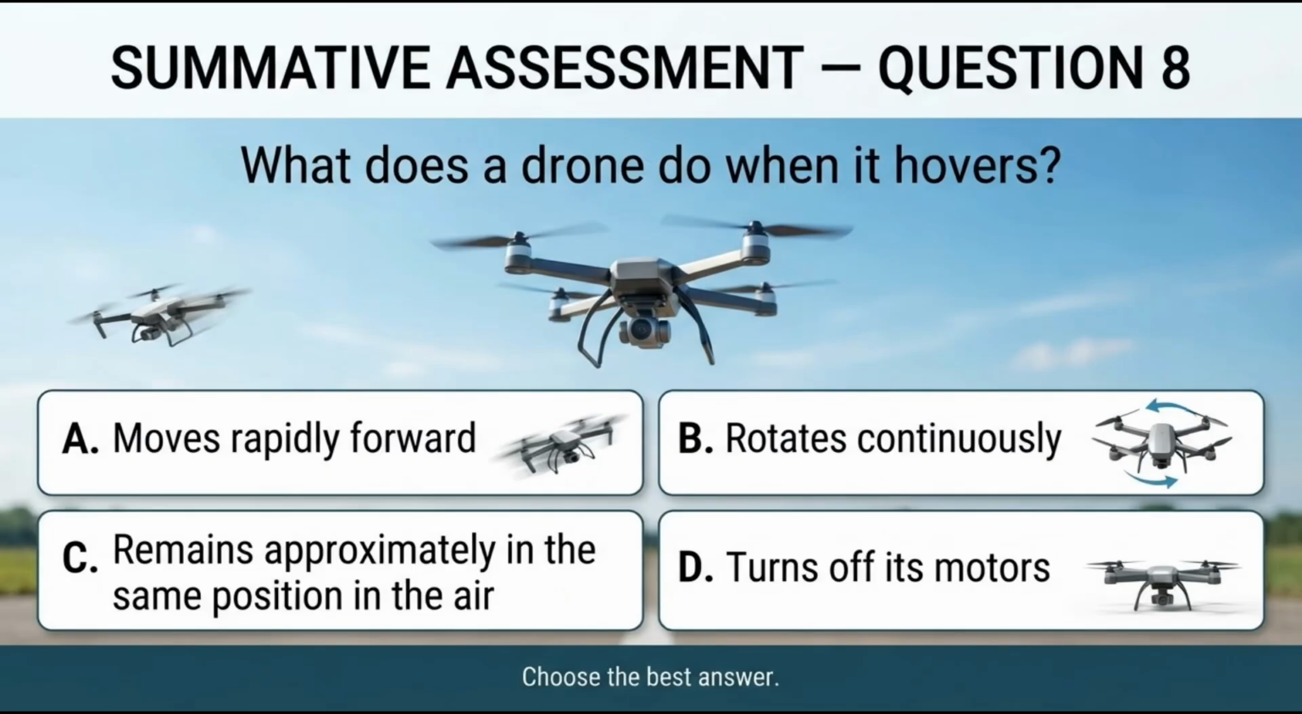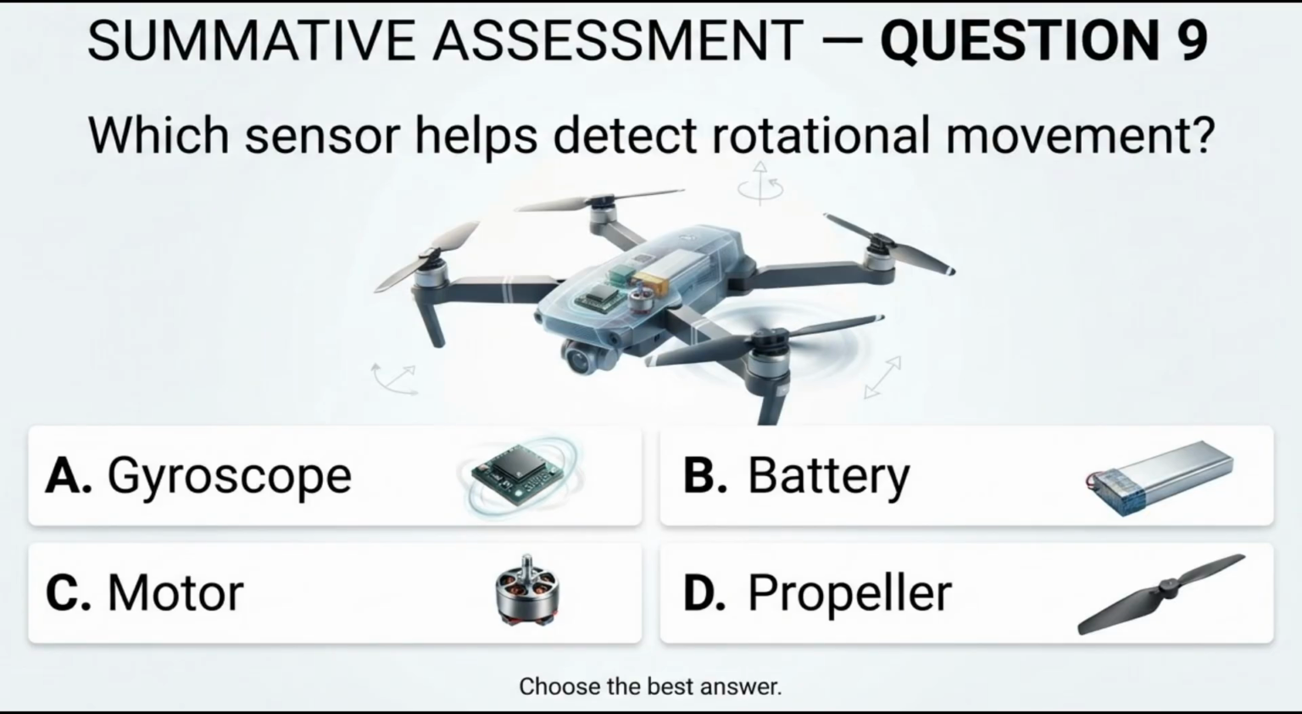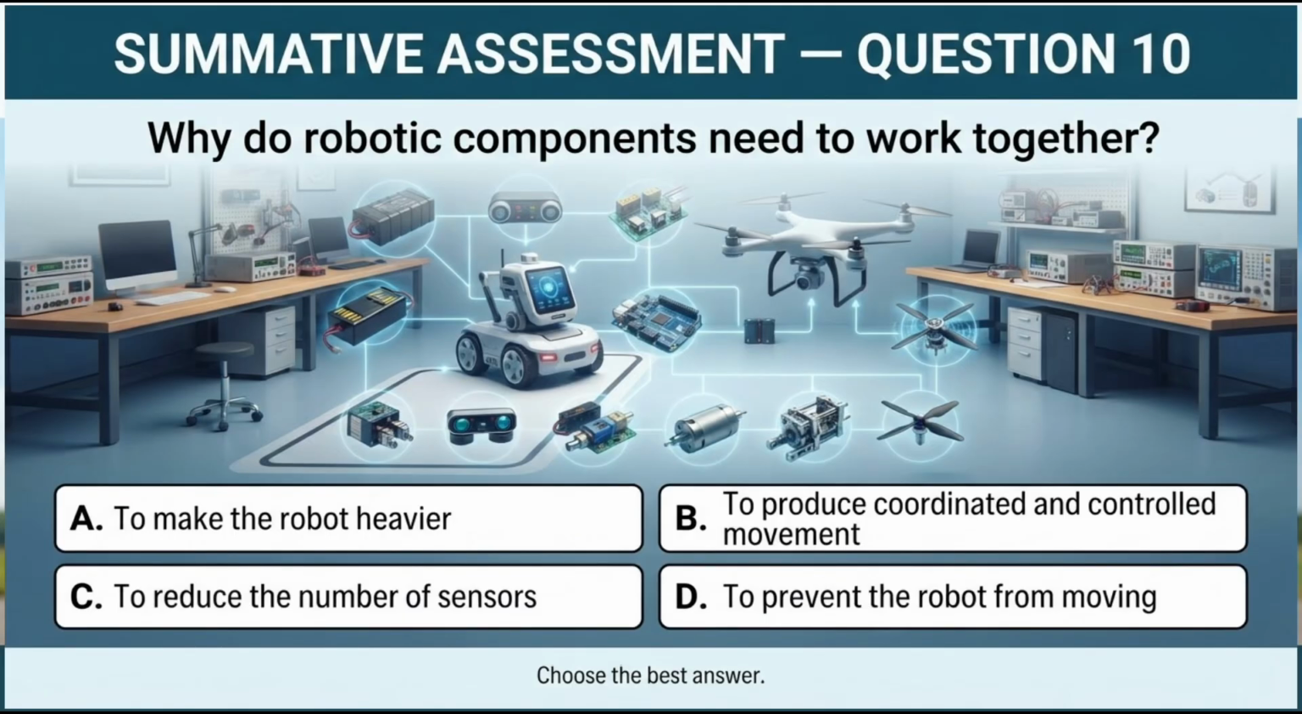Yaw. Question 8. What does a drone do when it hovers? A. Moves rapidly forward. B. Rotates continuously. C. Remains approximately in the same position in the air. D. Turns off its motors. Answer: C. Remains approximately in the same position in the air. Question 9. Which sensor helps detect rotational movement? A. Gyroscope. B. Battery. C. Motor. D. Propeller. Answer: A. Gyroscope. Question 10. Why do robotic components need to work together?